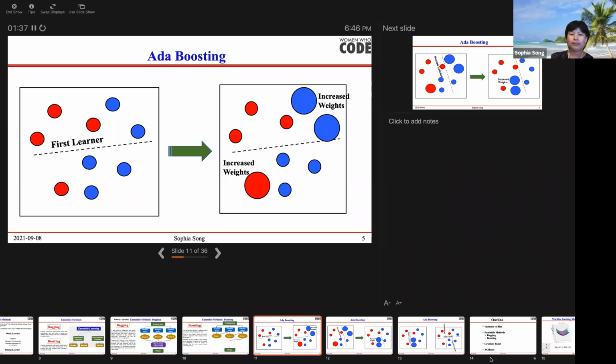So here I would like to introduce how the algorithm works. For example, I have all this data set, right? Based on this data set, I would do the classification, red or blue.